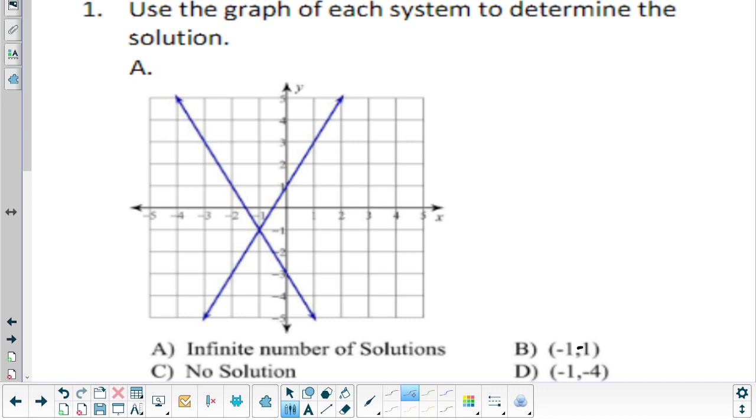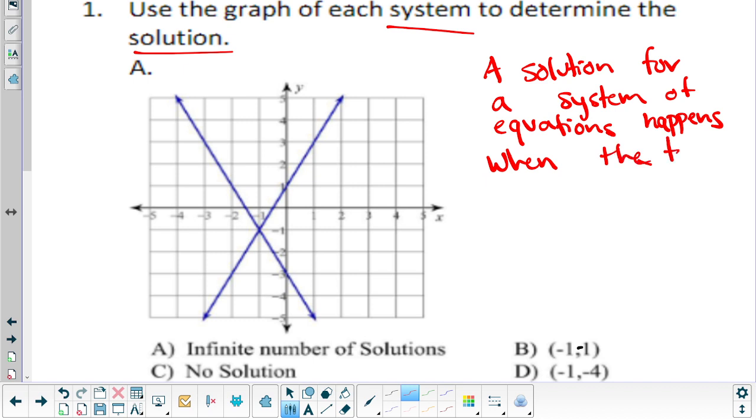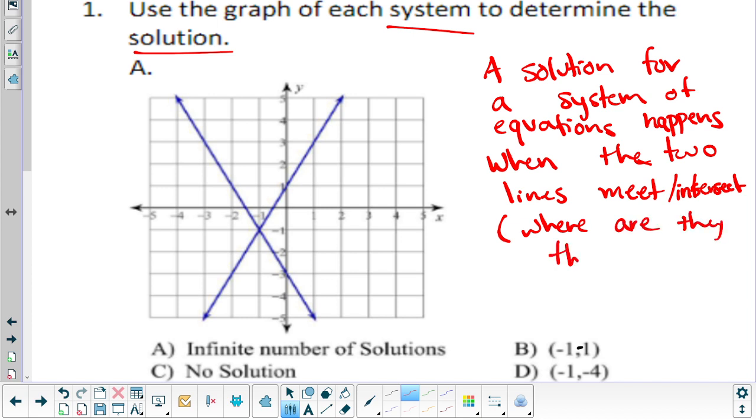But here's a definition that might be useful to you. Remember that a solution for a system of equations happens when the 2 lines meet. Or maybe a word you might be familiar with is intersect, where the 2 lines intersect. Otherwise, it's really just saying, where are they the same?